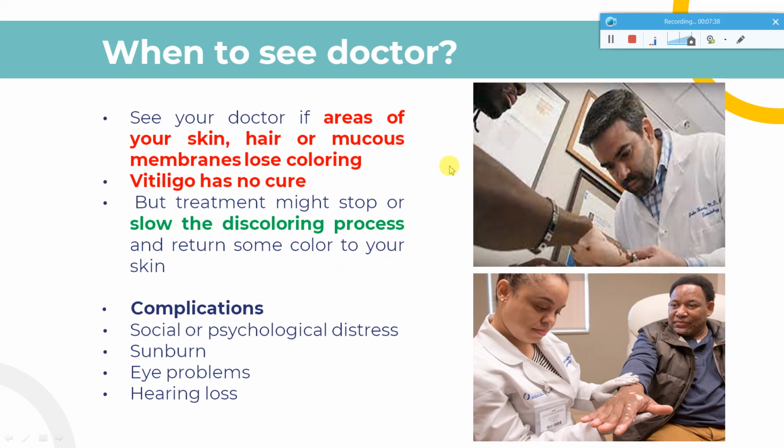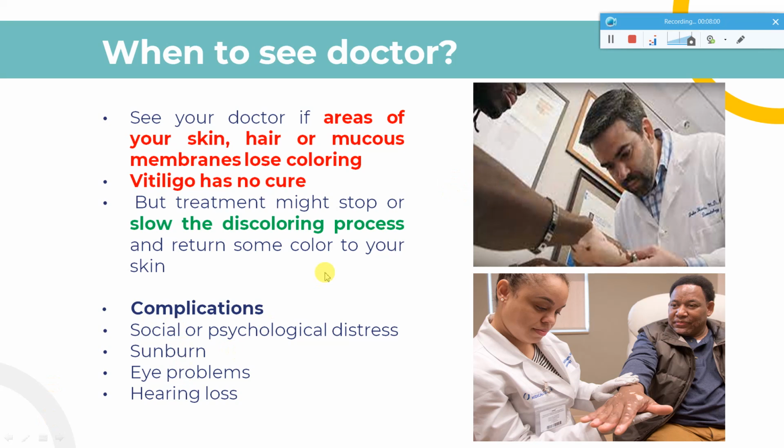There is no complete cure for this particular problem. That is one thing you need to understand, but you can make this process slow. The process of whitening of the skin can be made slower, and you can even see to it that you return some skin color to your body. So those kinds of treatments are available.